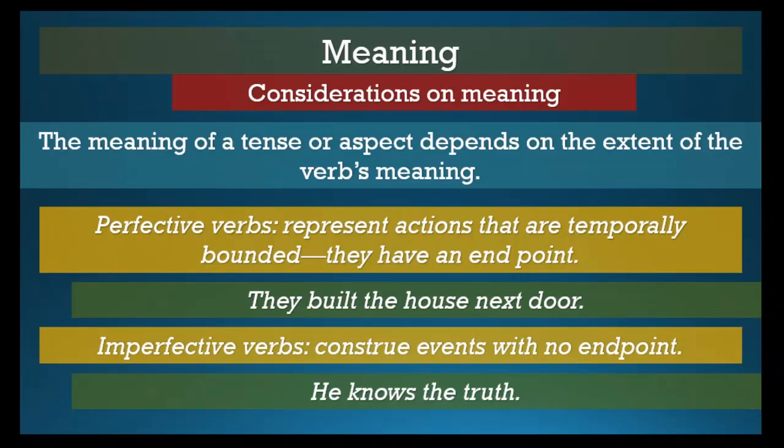To reiterate, the meaning conveyed by the tense aspect is always dependent on the nature of the verb. An example of this is a certain verb which may not be taken as progressive. These verbs are what we call imperfective verbs, or ones that construe events without an endpoint. So these are verbs without an endpoint. The verb know is an example of an imperfective verb. It doesn't have an endpoint. Knowing has no endpoint, class.